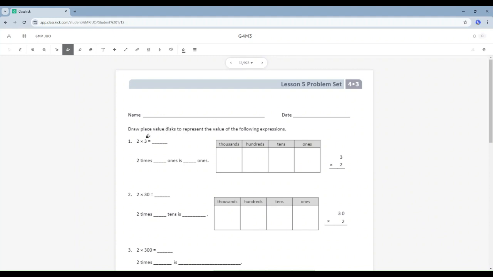Number 1 says 2 times 3, and we have this place value chart, and the directions say, draw place value discs to represent the value of the following expression. So we're looking at 2 times 3. If we're thinking about what multiplication means, we have a number of groups and a size of the groups. So in my ones place, because 2 and 3 are both ones, I'm going to draw 2 groups, and 3 in each group.